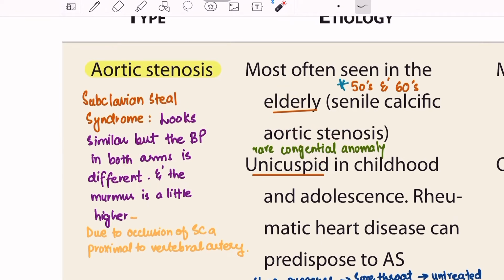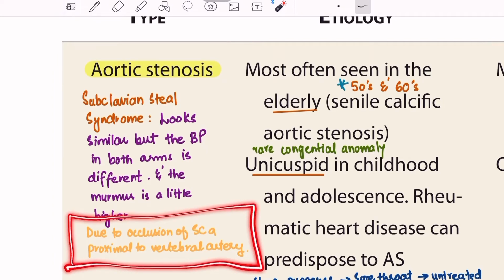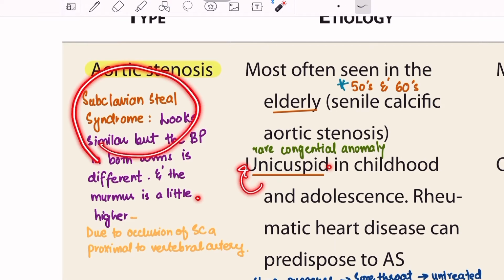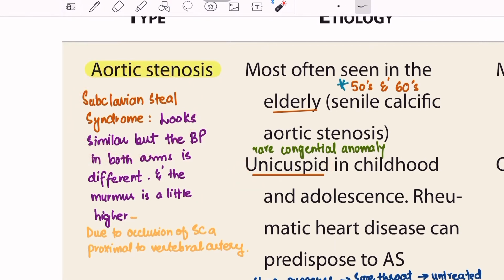Subclavian steal syndrome occurs due to occlusion of subclavian artery proximal to the vertebral artery. I will do another video on this and will explain in details, but you just need to remember that this is how you differentiate between aortic stenosis and subclavian steal syndrome. Look at the BP in both arms and look at the murmur. If the murmur is a little higher and the BP between both arms is different, that is when you should know that you have subclavian steal syndrome at hand.